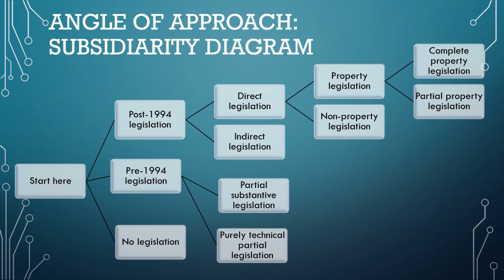Now, when it is established that it is post-1994 legislation, it must then be determined if the legislation gives direct effect to a right in the Constitution, or whether it gives indirect effect to a right in the Constitution. In other words, a right in the Bill of Rights. So legislation that was specifically enacted to give effect to rights in the Constitutional Bill of Rights constitutes direct post-1994 legislation.